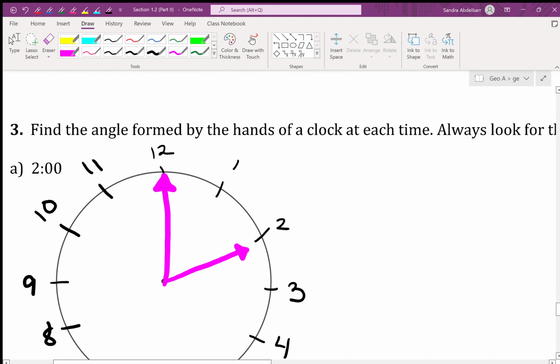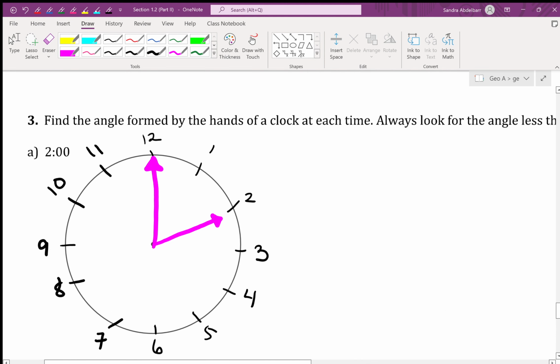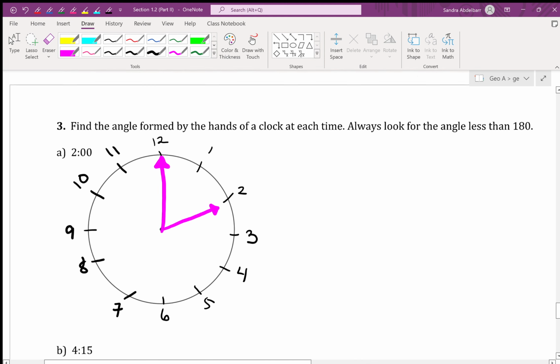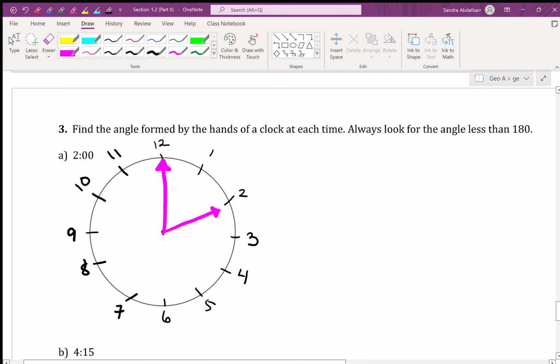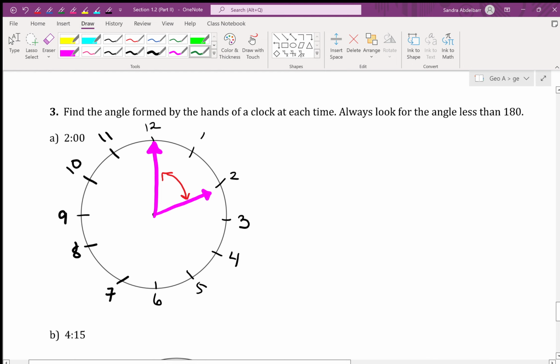So the direction said, find the angle formed by the hands of the clock at each time. Always look for the angle that's less than 180 degrees. So do we all agree we're trying to find this angle in here? Yes. Is there another angle? Yeah, isn't there this angle on the outside there? Clearly, this is going to be more than 180 degrees, right? So we're finding the inside angle.